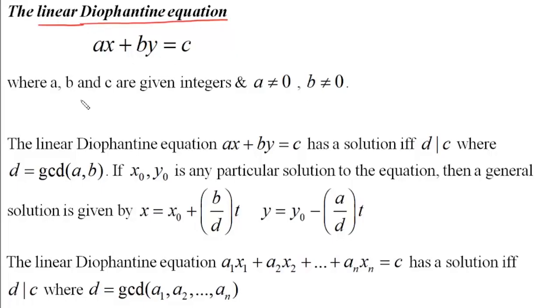equals c, where a, b and c are given integers in which a is unequal to 0 and b is unequal to 0. And in this we have to find integral solutions of x and y. Now before solving this equation, we need to determine whether this equation is solvable in integers or not. And for that, for this linear equation, we'll find the GCD of a and b. And suppose that GCD is d.